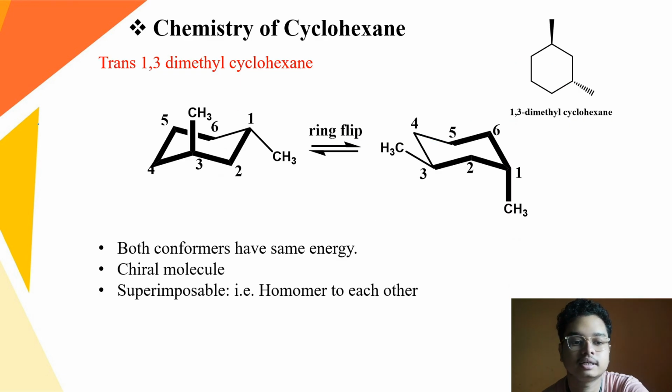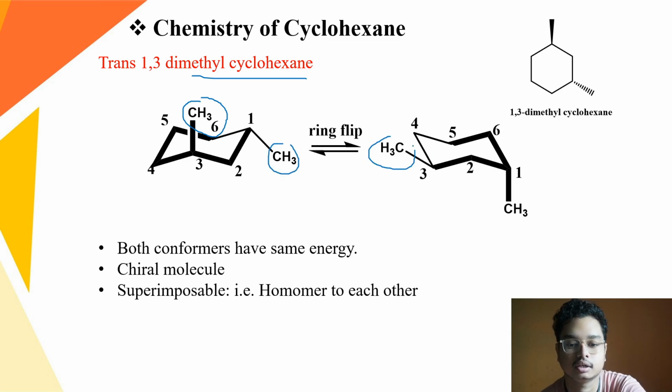But if we talk about the trans 1,3-dimethyl cyclohexane, here you can find an interesting thing where both of the conformers, whether the axial equatorial or equatorial axial conformer, have the same energy because of the same amount of diaxial interaction as well as the same amount of gauche butane interaction. That's why both of the structures are actually equivalent at room temperature, in low temperature NMR. Okay, and it is a chiral molecule, and these two particular molecules are actually homomorphic to each other.